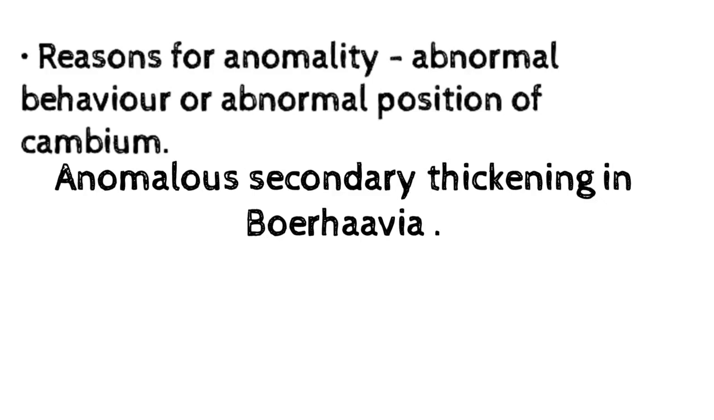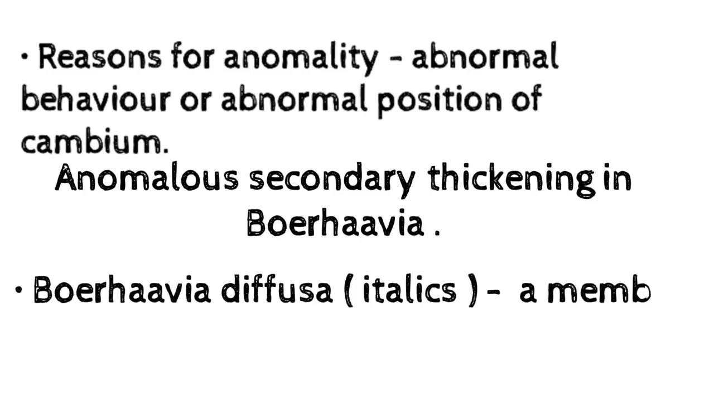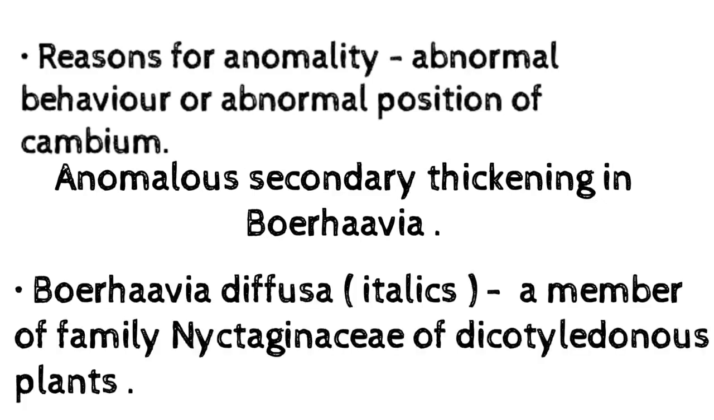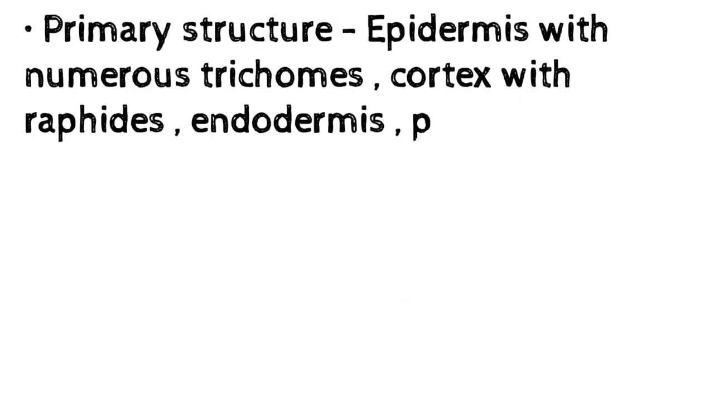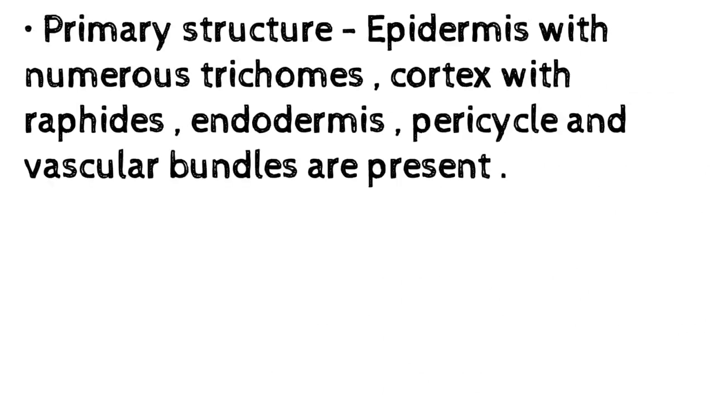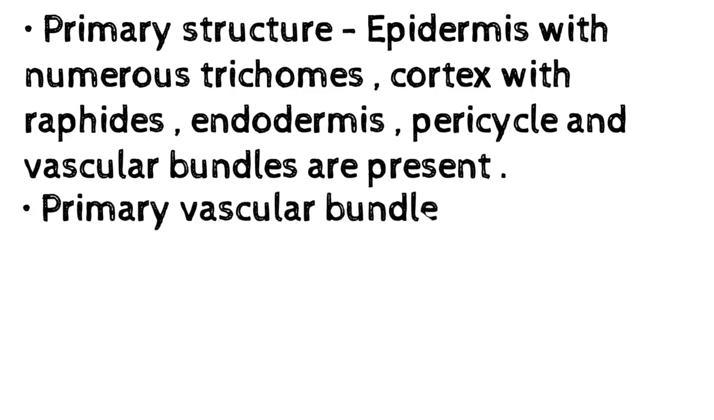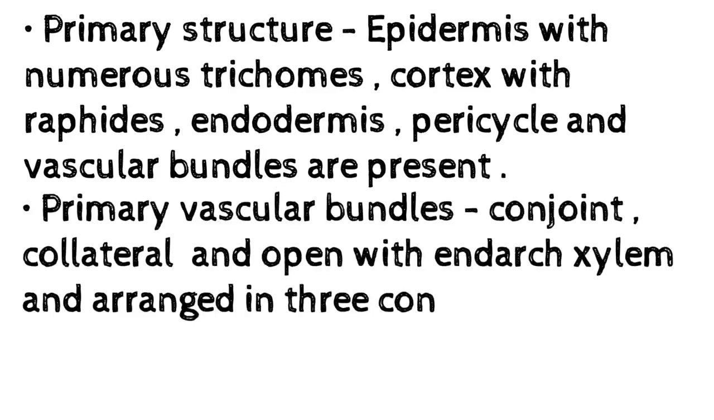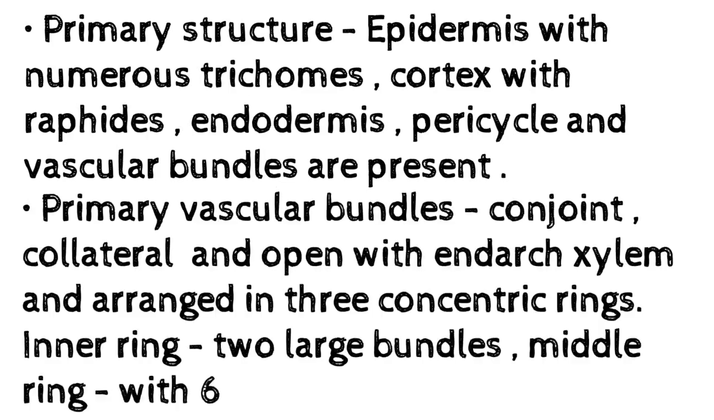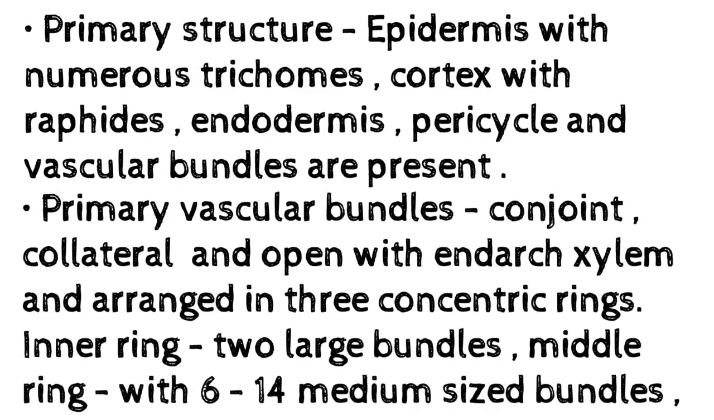Anomalous secondary thickening in Boerhaavia. Boerhaavia diffusa, a member of family Nyctaginaceae of dicotyledonous plants. Primary structure: epidermis with numerous trichomes, cortex with raphides, endodermis, pericycle and vascular bundles are present. Primary vascular bundles are conjoint, collateral and open with endarch xylem, and arranged in 3 concentric rings.